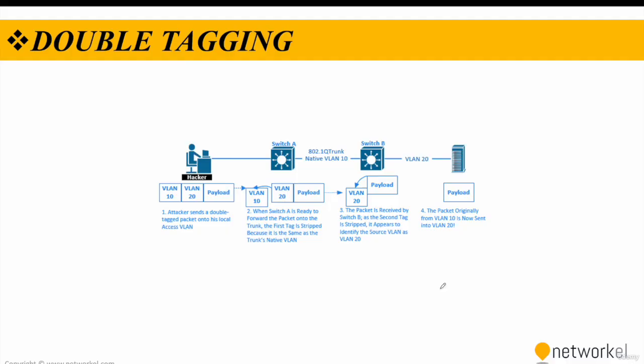Okay, so here the attacker adds an outer VLAN to pass through the first switch and an inner VLAN to access the target VLAN. So the first switch processes only the outer tag, while the inner VLAN tag is used to access restricted VLANs on subsequent switches. So this double tagging attack allows attackers to access VLANs they are not authorized to, potentially leading to data breaches.